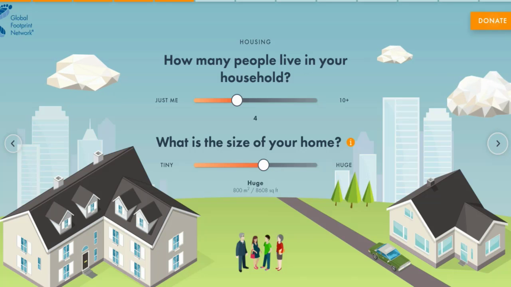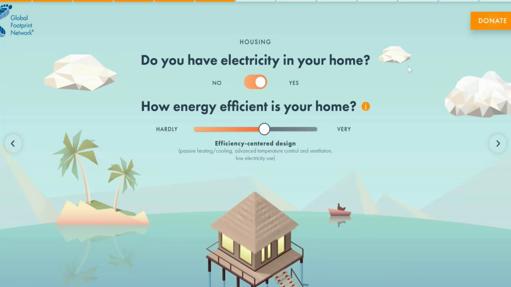This next question asks me how many people live in my household. And this is just a question of simple division. If there are 10 people in my household, that means the resources involved in building my house get divided by 10. So that means that for each one of us, all the resources are effectively a little bit less impactful because we're sharing the impact across a number of us.